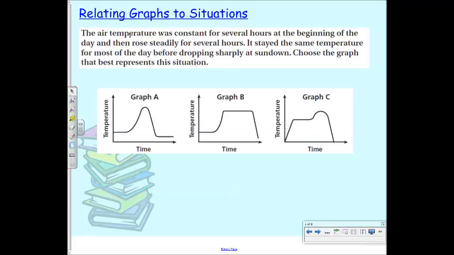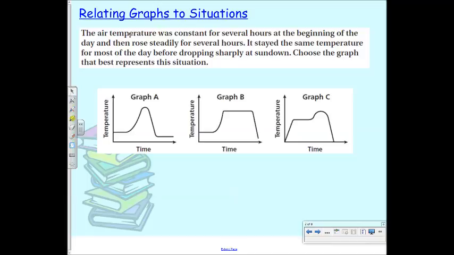The air temperature was constant for several hours at the beginning of the day, and then rose steadily for several hours. It stayed the same temperature for most of the day before dropping sharply at sundown. Choose the graph that best represents the situation.